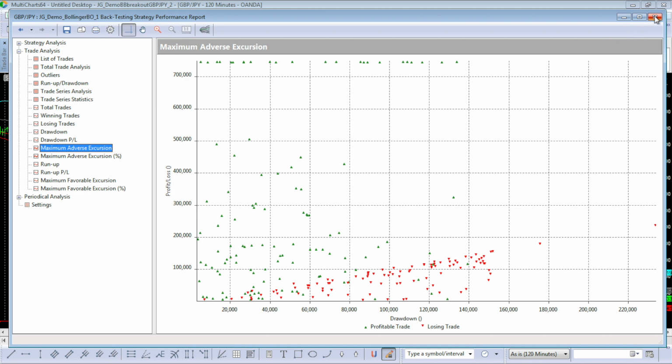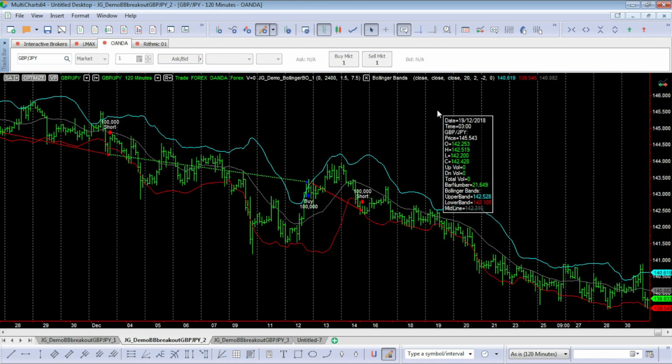So now we've found our profit target and our stop loss, it's time to have a look at the full data set using the 8 years of out of sample data as well.